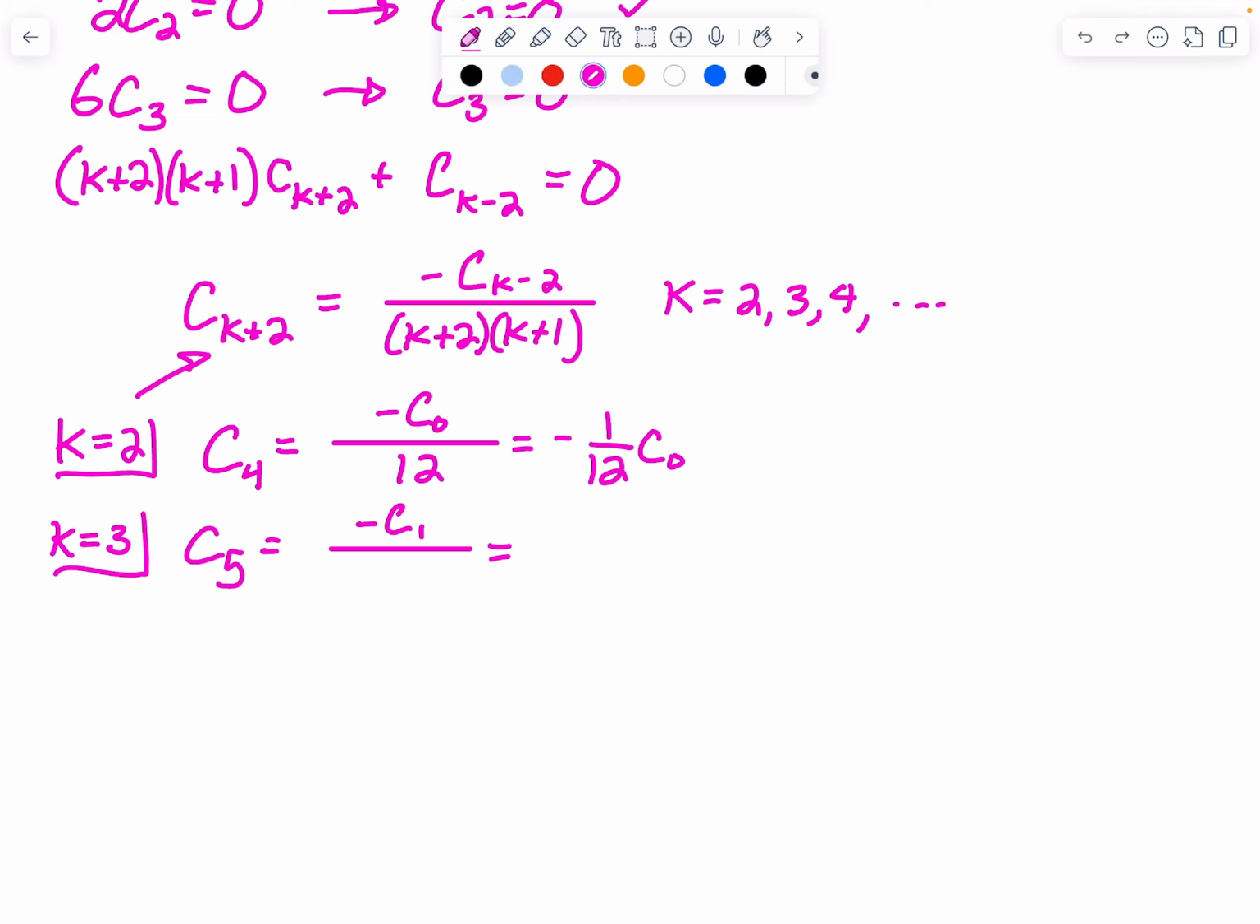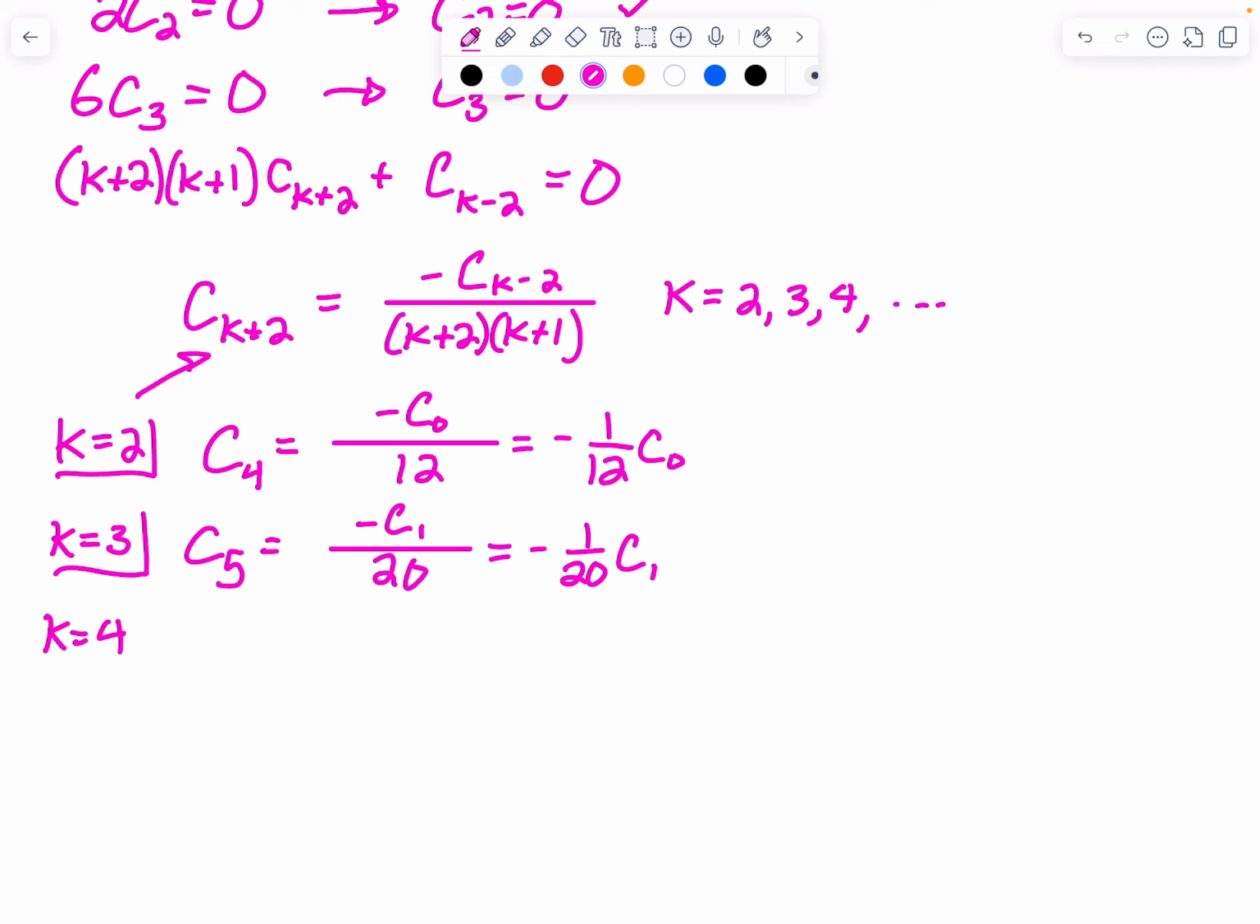The bottom number, if I plug in 3, I get 5 times 4, which is 20. This is going to give me negative 1/20th C1. We're eventually going to get everything down to at least a 0 or something C0 or something C1. All right, so I keep going up.